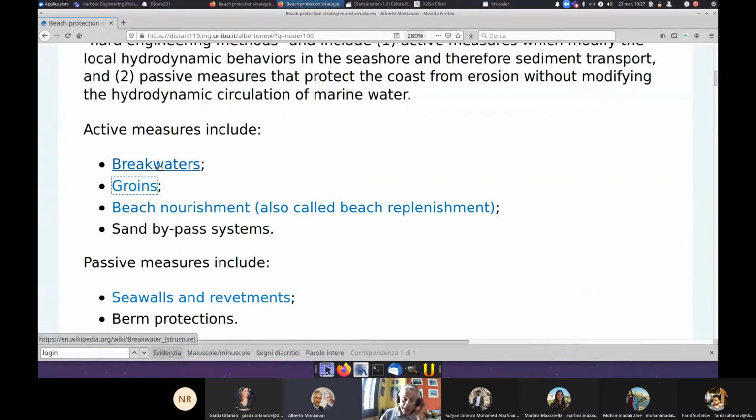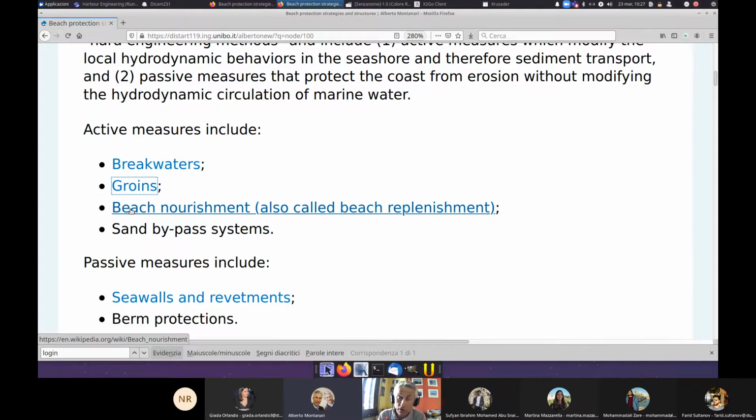So we will dedicate some attention to the groins more than to breakwaters, because breakwaters you already discussed with Professor Archetti. Another active measure that I want to discuss with you is beach nourishment, or beach replenishment. This is frequently used today. It is a solution that is generating some concern because basically it doesn't solve the problem.